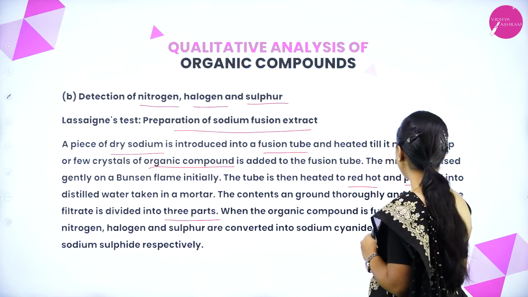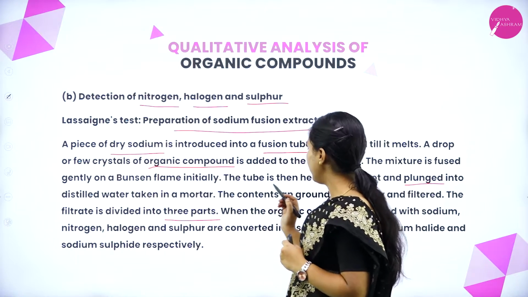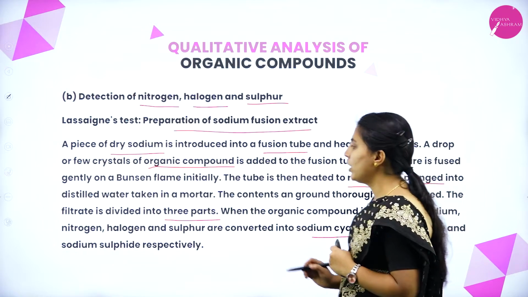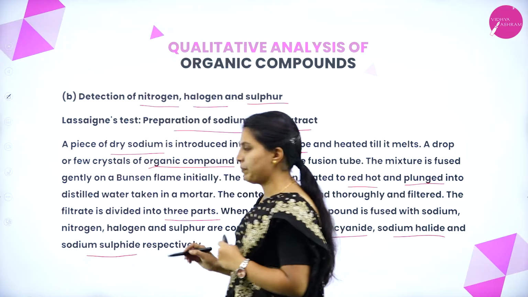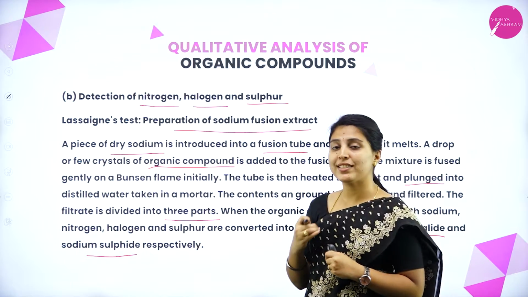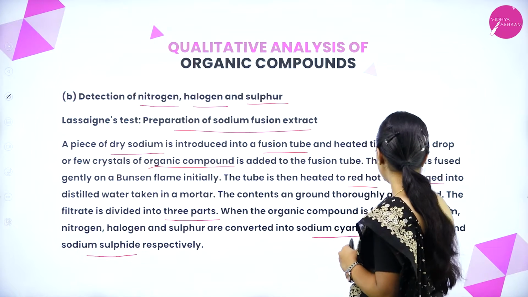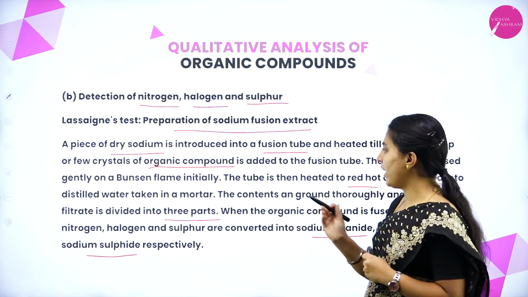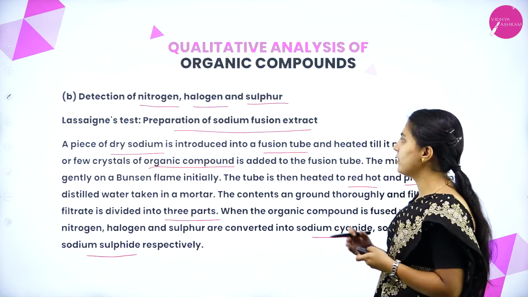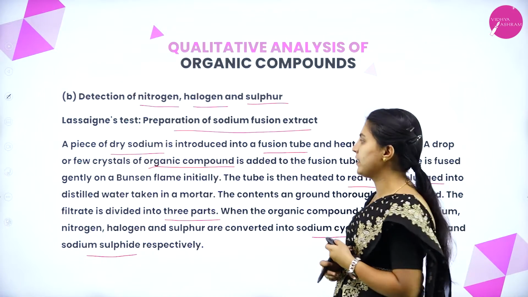When the organic compound is fused with sodium, the nitrogen, halogen and sulfur are converted into sodium cyanide, sodium halide and sodium sulfide respectively. When the organic compound is completely mixed with it and you do the test, it will give sodium cyanide, sodium halide and sodium sulfide respectively. This is about the Lassaigne test, or preparation of sodium fusion extract.